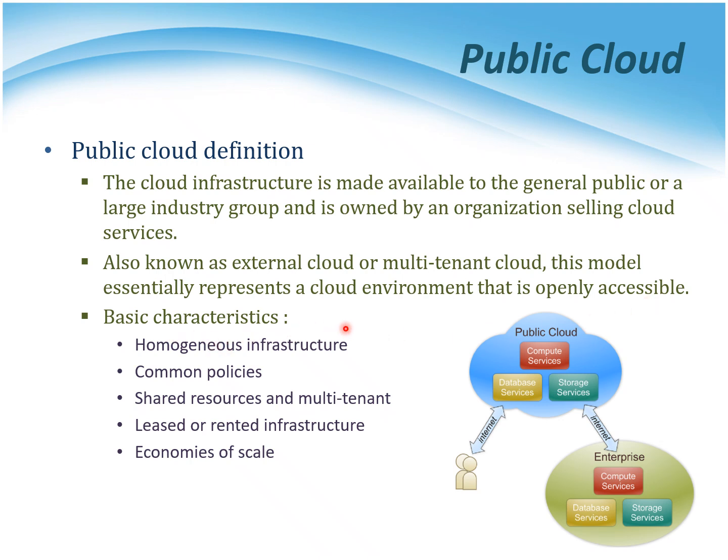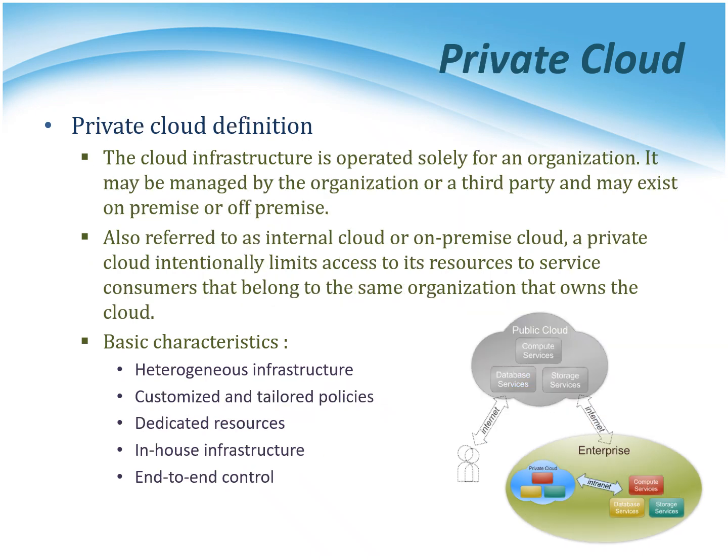So what will be the basic characteristic? Homogeneous infrastructure, common policies, shared resources and multi-tenant, leased or rented infrastructure, economies of scale. Private cloud, the cloud infrastructure is operated solely for an organization. It may be managed by the organization or third party and may exist on premises or off premises. Also referred to as internal cloud or on premises cloud, a private cloud intentionally limits access to its resources to service consumer that belongs to the same organization that owns the cloud.